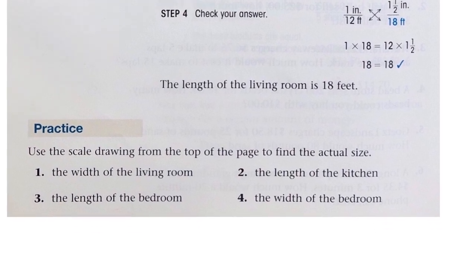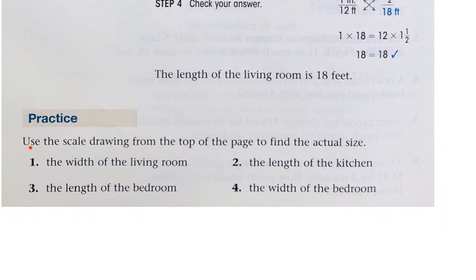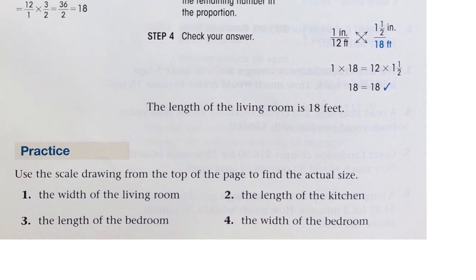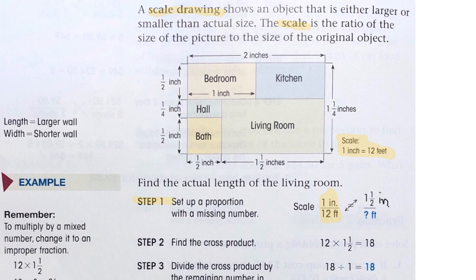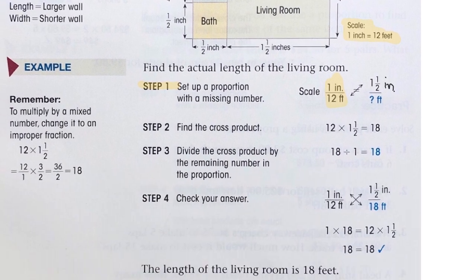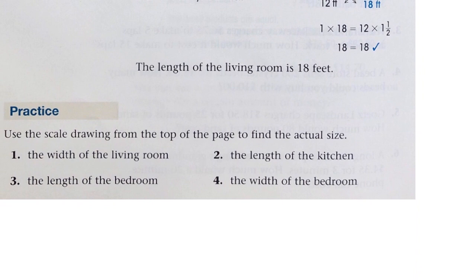So we're making proportions, and we have use of the scale drawing up above from the top page to find what the actual size of these different parts are. And so, just like we did in the example, they had this scale given to us. This will stay the same for all of them because all of the problems are using the original picture here. So the next question is going to be, I think, what is the width of the shorter side? So let's see here. Yeah, number 1, the width of the living room.